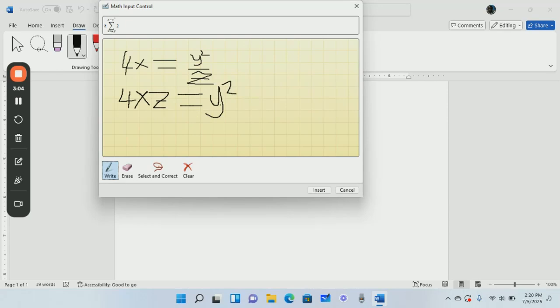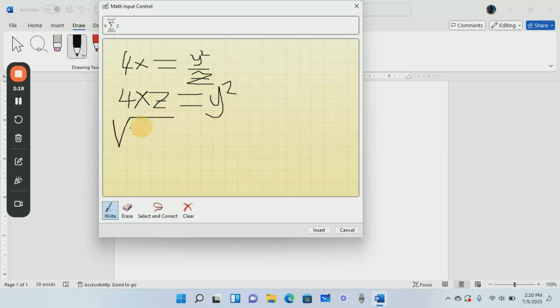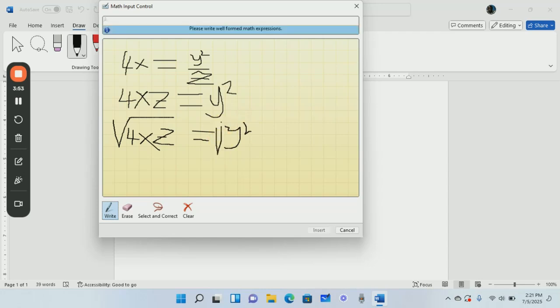Right now we have to find y, not y squared. So once y is having a square, what you should do is take the square root of both sides. This is the square root sign. So the square root of 4xz is equal to the square root of y squared.